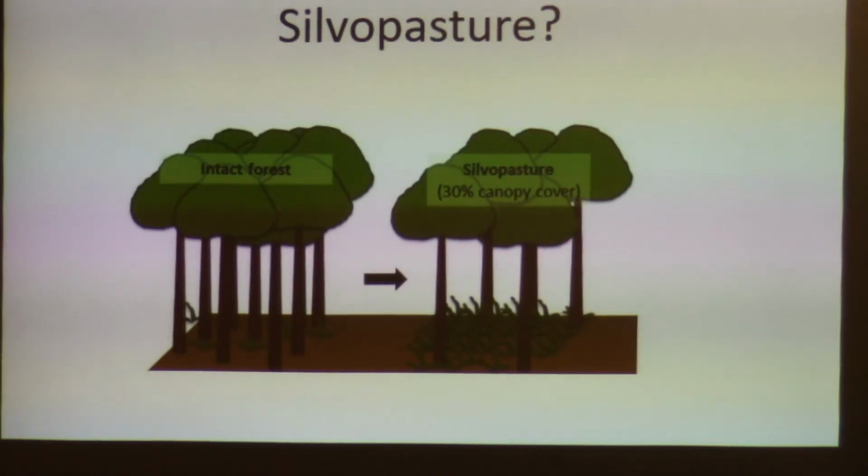And one way to think about that is in the context of a system called silvopasture, right? Where this forested land is maybe thinned so that we have maybe 30% of the canopy remaining, and we grow forages under that canopy, right? So we're increasing the light penetration so that the forages have access to that light. And that's the idea of silvopasture.